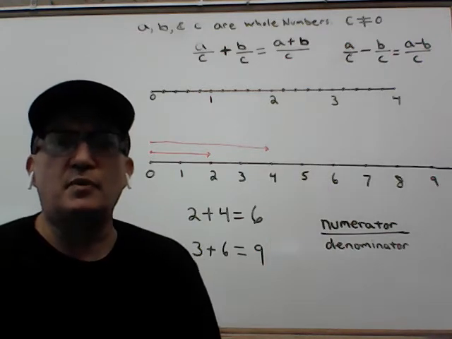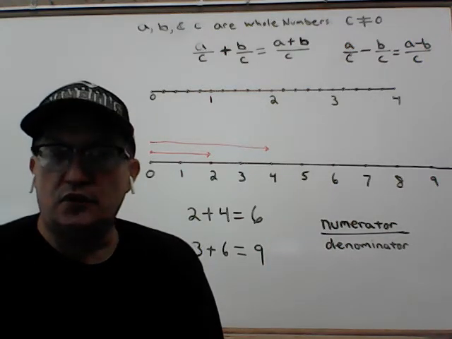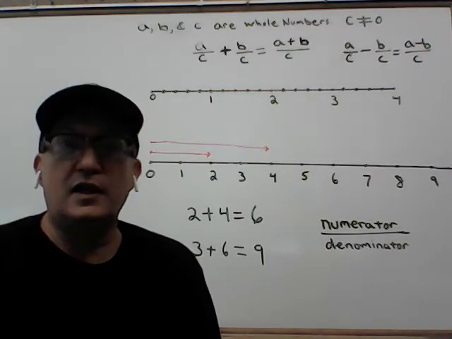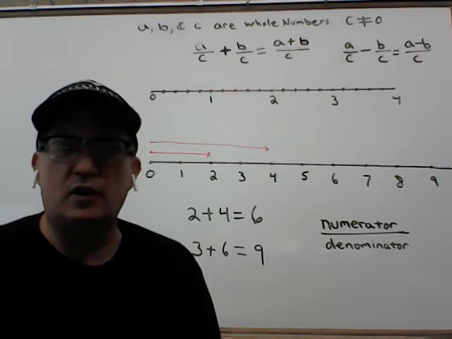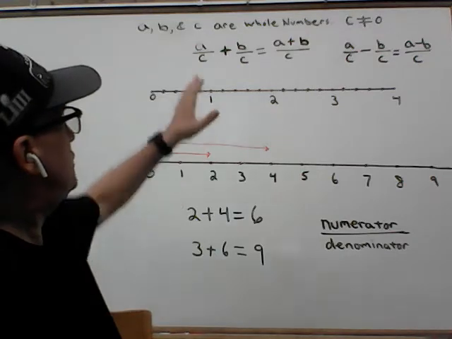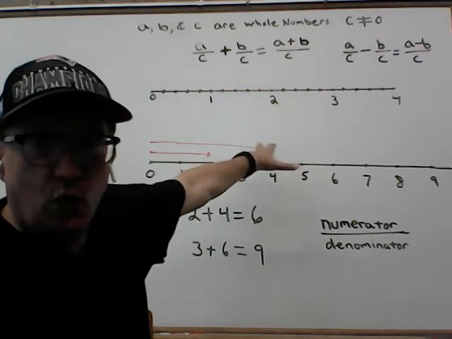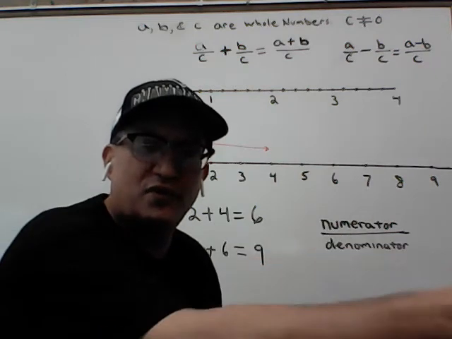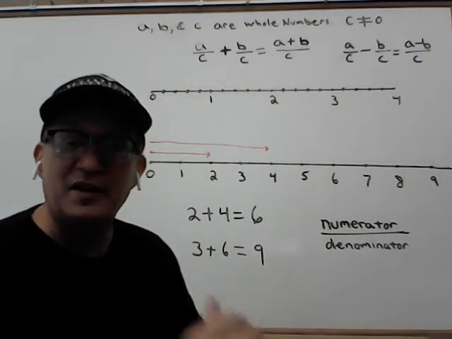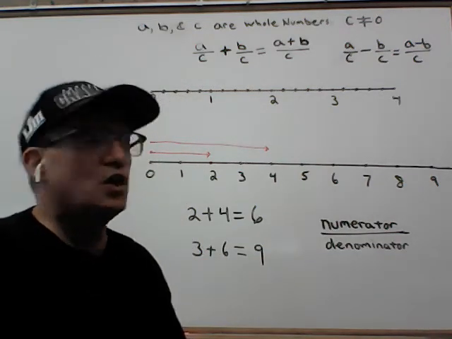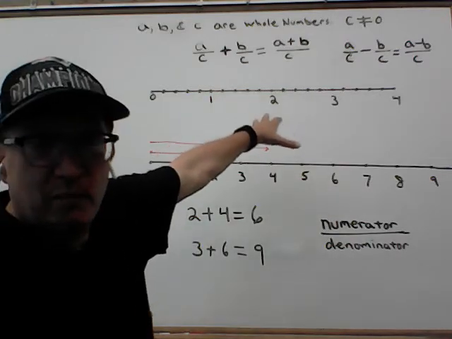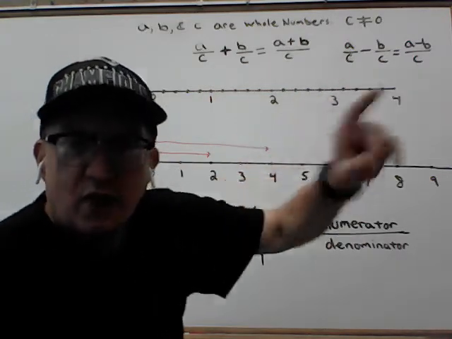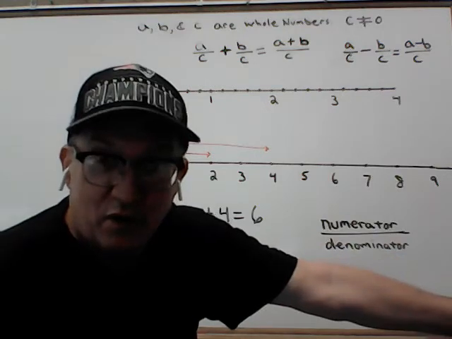Let's look at the top of the board here for the two formulas for adding and subtracting two fractions which have the same denominator. Those letters up there, A, B, and C, as it says, stand for whole numbers. The whole numbers are 0, 1, 2, 3, 4, 5, 6, the numbers that we deal with when we're very young. The only restriction is that the C cannot be 0. You can never have 0 in the denominator of a fraction.